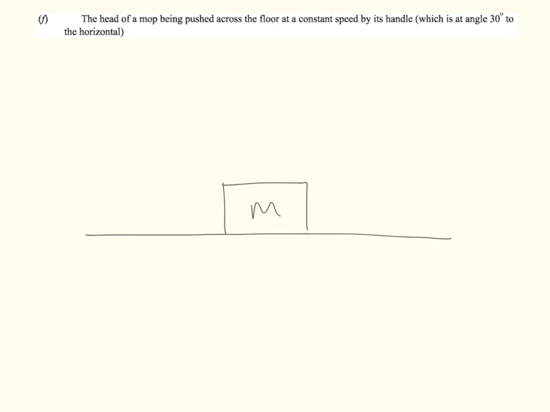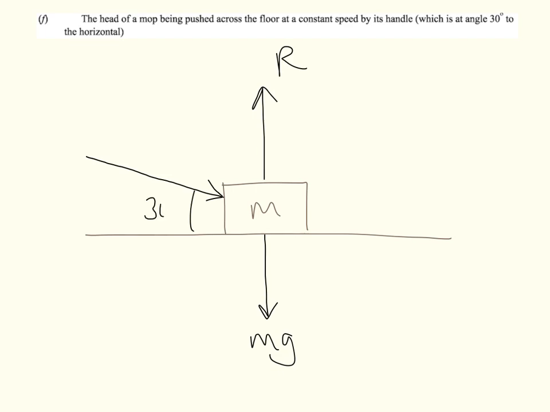Here's one way of showing the forces. There's a weight of mg, a normal reaction from the floor. The mop head is pushing the head of the mop, and it's at an angle of 30 degrees to the horizontal. Quite often we use the letter S for a thrust, and the friction must oppose the motion.